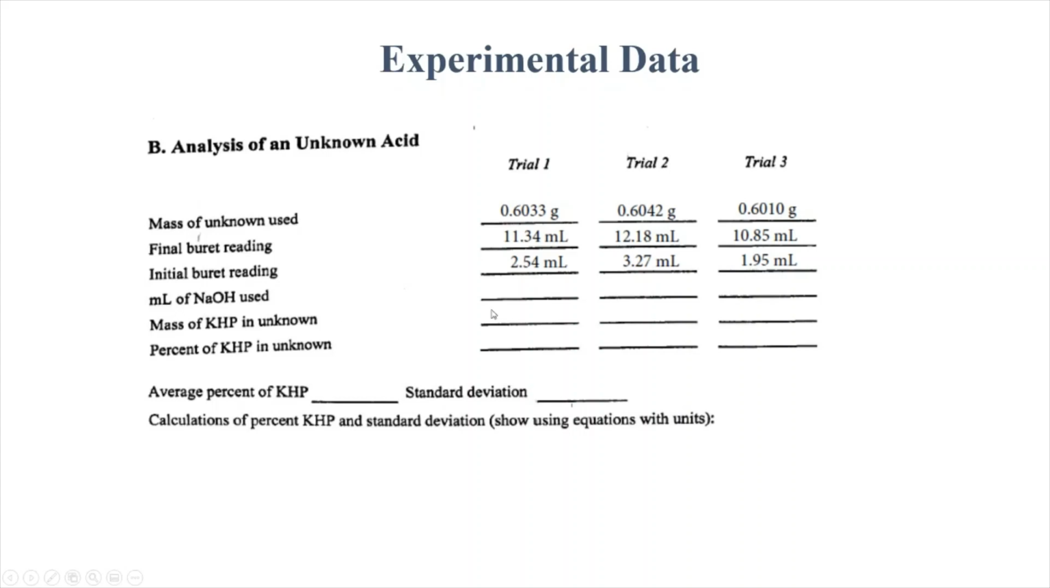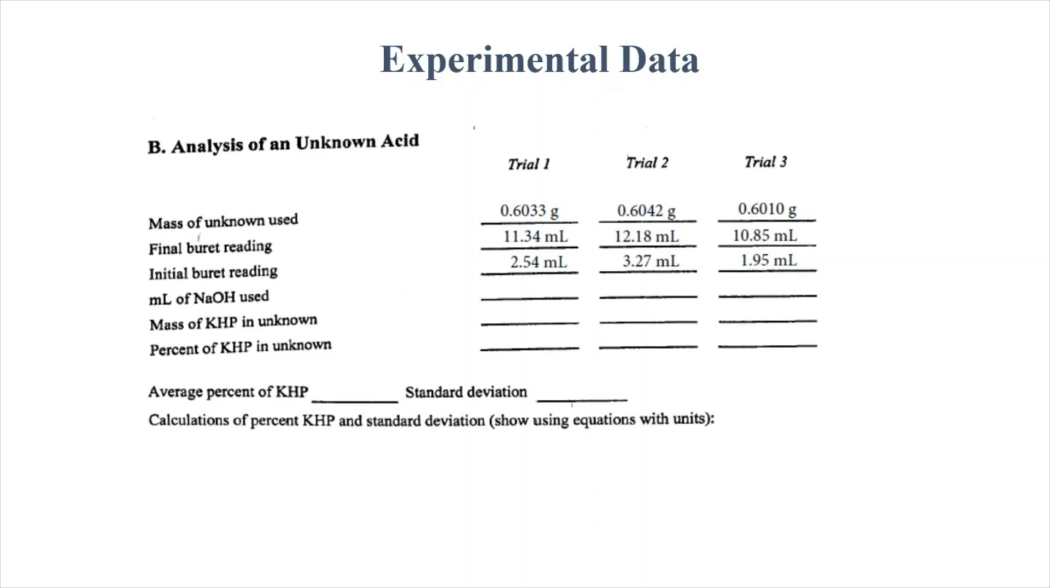You can get the mLs of the NaOH that was used, the mass of the KHP that was in the unknown, and then the percent. And again, we're going to calculate the average percent of the KHP and the standard deviation. You're going to do that here. And then down below, you can show your calculations on the data sheet.